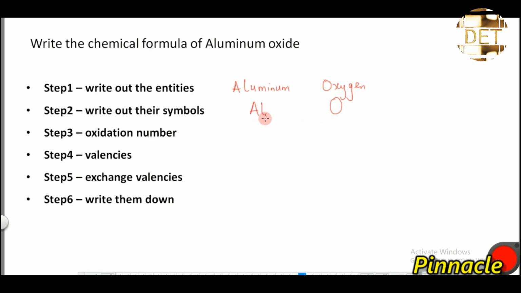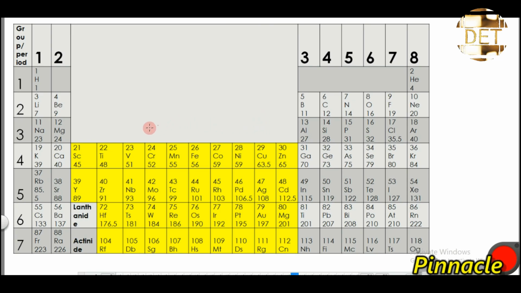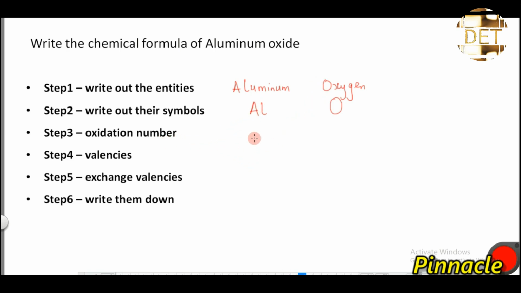Then the next step is to write the oxidation number of these elements. So what is the oxidation number of aluminium? Aluminium is in group 3. Look at aluminium here. Hydrogen, helium, lithium, beryllium, boron, carbon, nitrogen, oxygen, fluorine, sodium, magnesium, aluminium. So aluminium is in group 3, and so the oxidation number is what? Plus 3. The oxidation number of elements in group 1 is plus 1. Elements in group 2 is plus 2. Elements in group 3 is plus 3. And so the oxidation number of aluminium is plus 3. So this is Al plus 3.